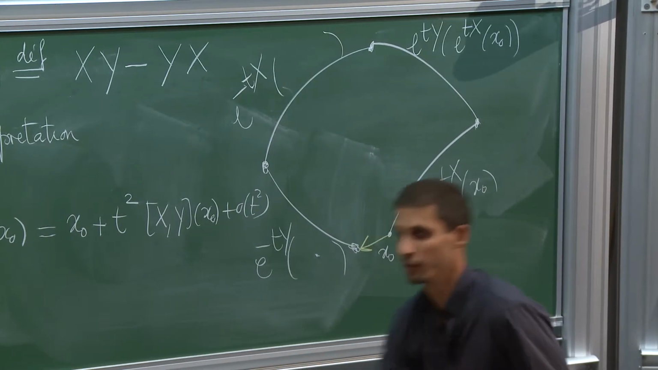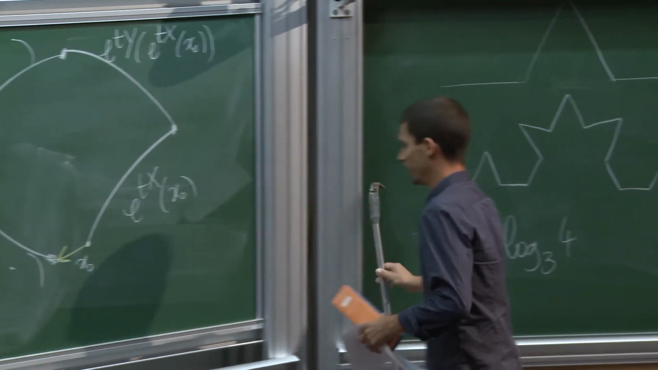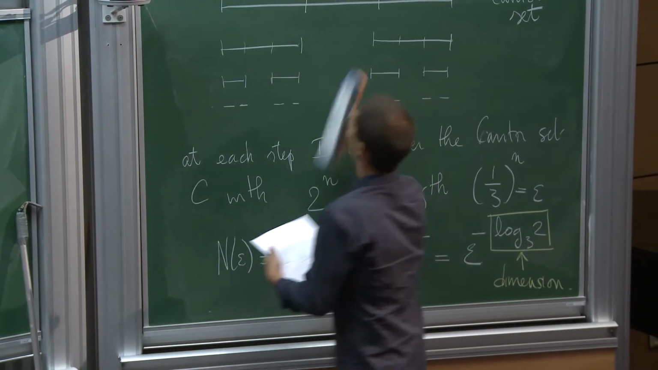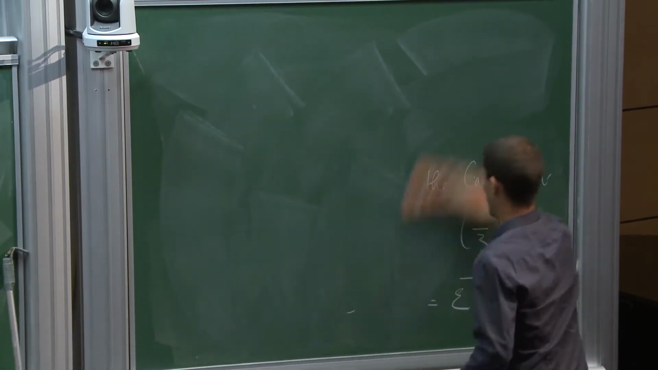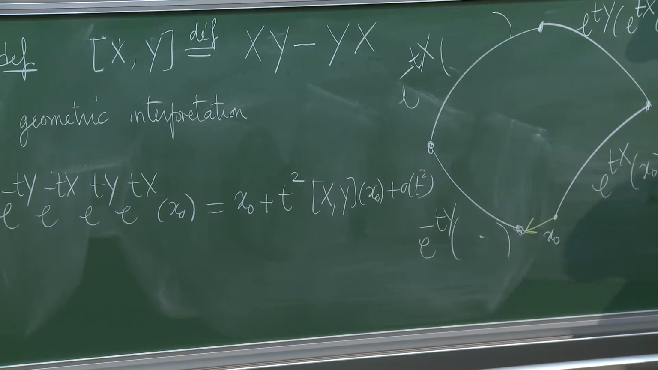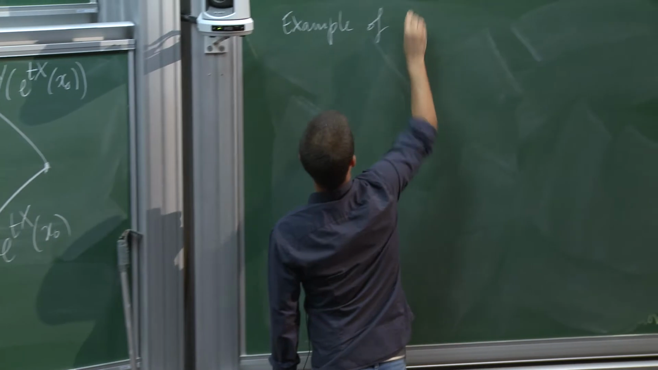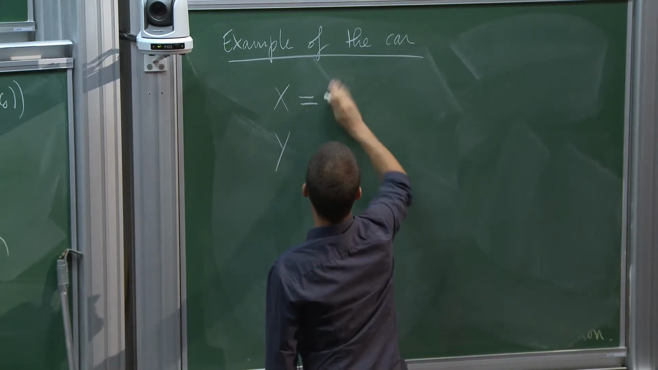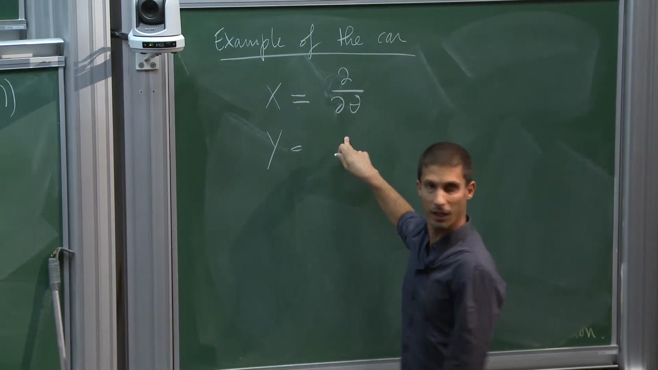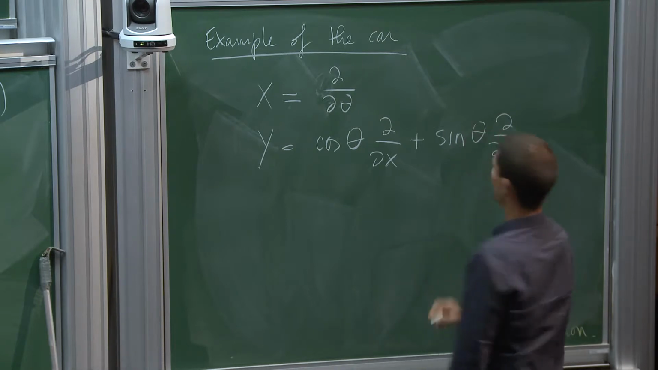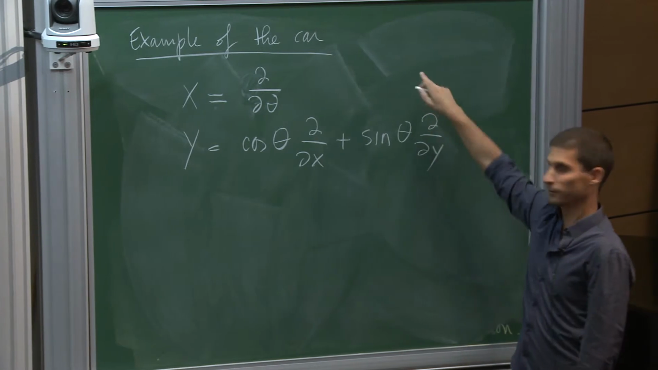And maybe to see that this is not only formal but also useful, let us consider the examples we have studied at the beginning. And see that doing this job was very long, but if you work like this, it is simple. Okay, so the example of the car. In the example of the car, we had a first movement that was the derivative with respect to theta, if you remember. Okay, and the second one was cosine of theta d/dx plus sine of theta d/dy. Do you remember these two movements?